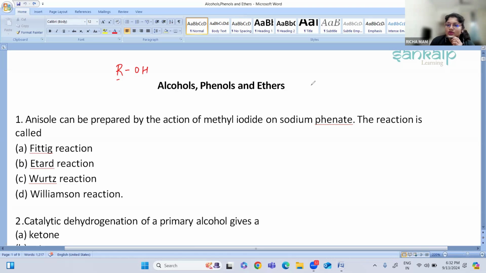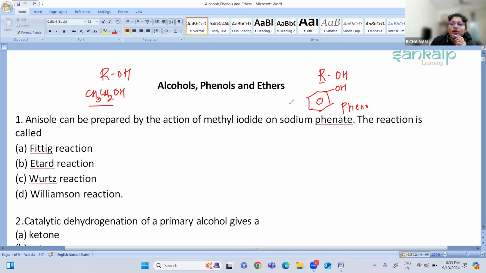Then what are phenols? They are also organic compounds. In alcohols, R-OH, for example ethyl alcohol, CH3CH2OH, the R will be a substituted hydrocarbon. Phenol is also R-OH, but the R will be an aromatic compound, a benzene ring attached to OH. What are ethers? Ethers are also organic compounds having the functional group R-O-R dash, where R can be an alkyl group or an aryl group. I hope you know what an alkyl group and an aryl group are. So I gave you a basic idea of how we represent alcohols, phenols and ethers.